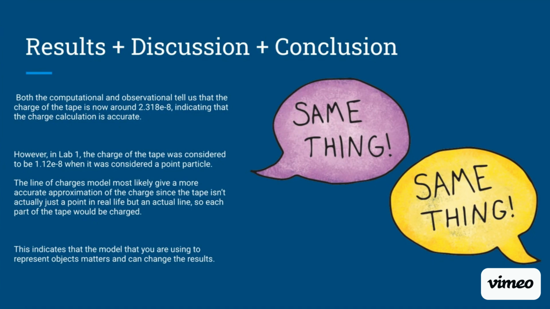But before we get into sources of errors, it is important to talk about the results and implications of the models. So from our results, it is clear to see that both the observational and computational model provide similar answers for the charge of the tape with a line charge model, indicating that the tape's charge is around 2.31 times 10 to the negative 8. This indicates that our charges were accurate, but since there is some difference, there are probably some errors.